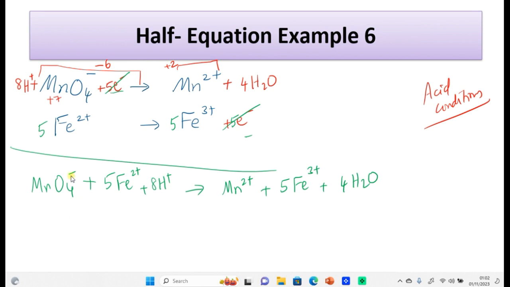You can also do a quick check on the overall charges, add them up: minus 1, 10, so 5 times 2 is 10 plus 8, 18, now minus 1, so 17 you have, and you have the 17 on this side as well. 5 times 3 is 15 plus 2, 17, so that's all okay. And check the oxygen and hydrogen atoms. This equation is now done.